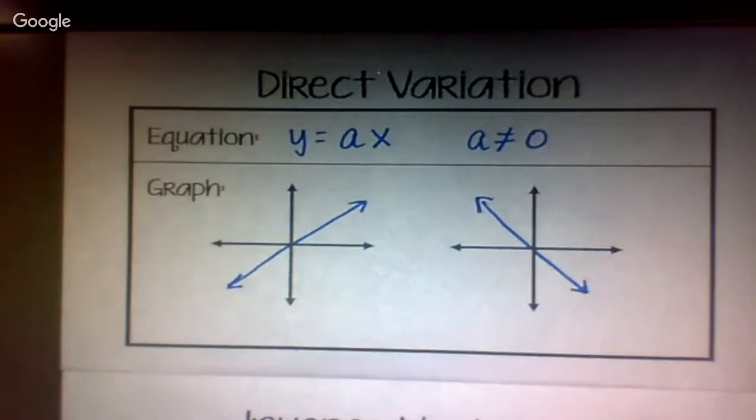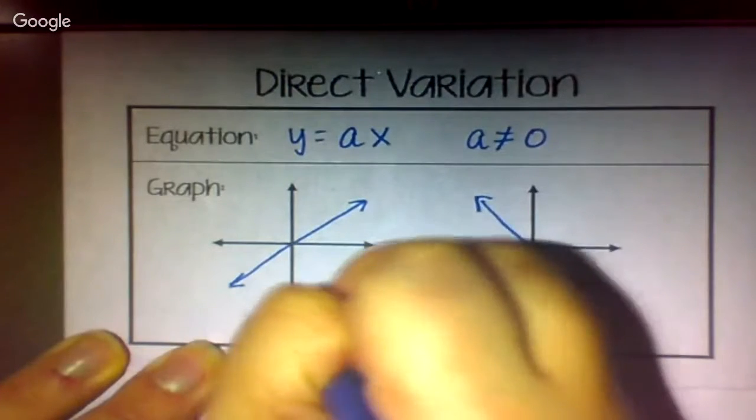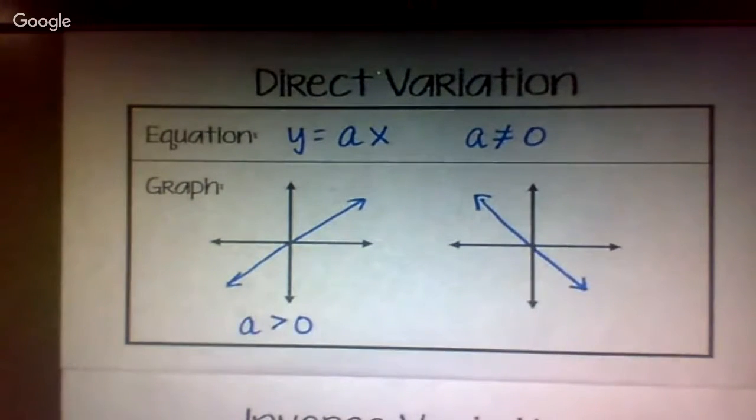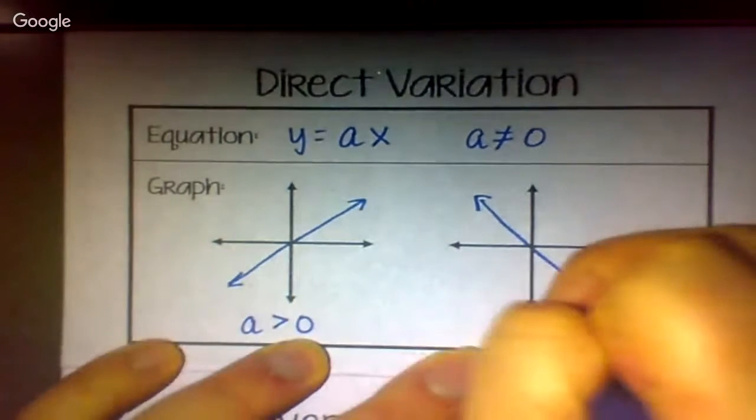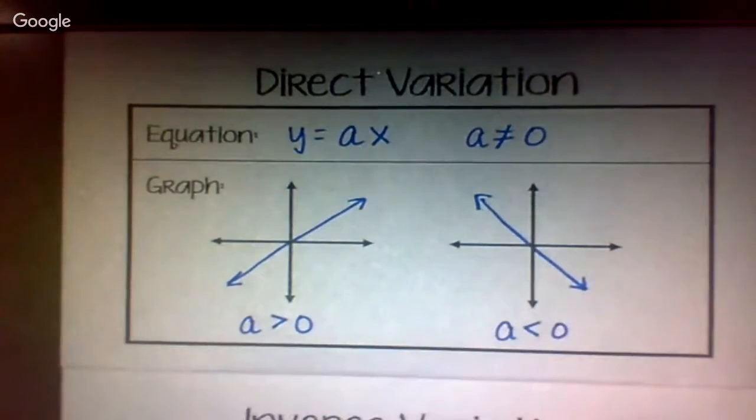mean? Okay, so when the graph goes up and to the right, that means your A value is greater than 0. It's a positive number. It has a positive slope. If it's going down to the right, that means we have some kind of a negative number, so your A value is less than 0.